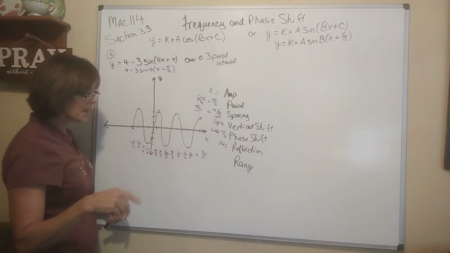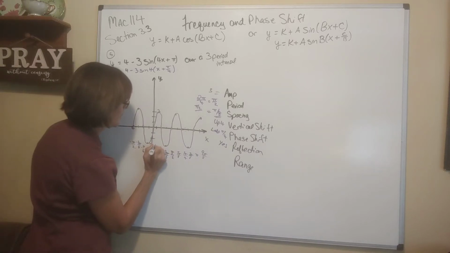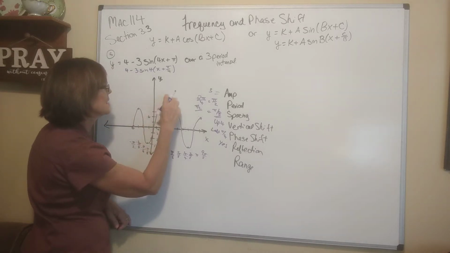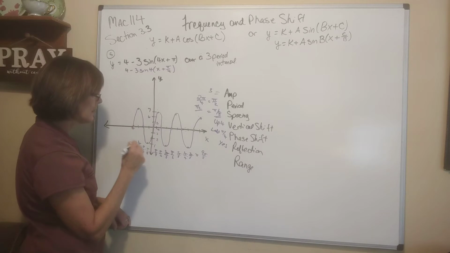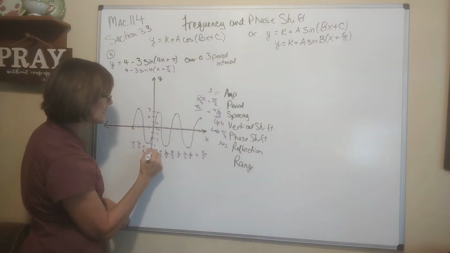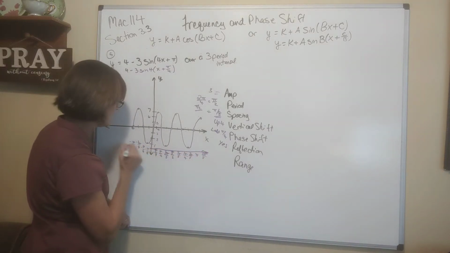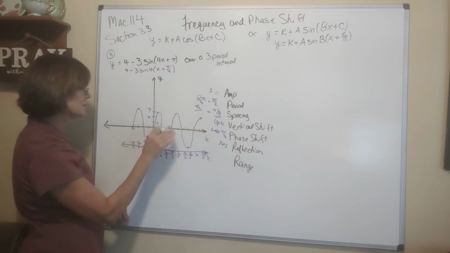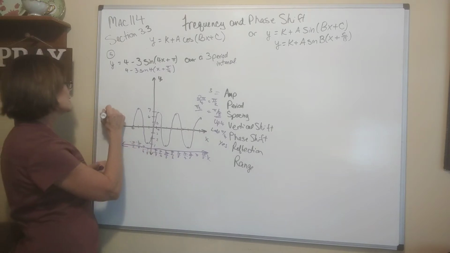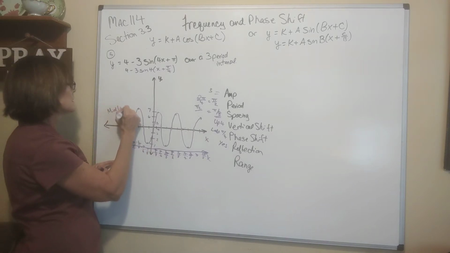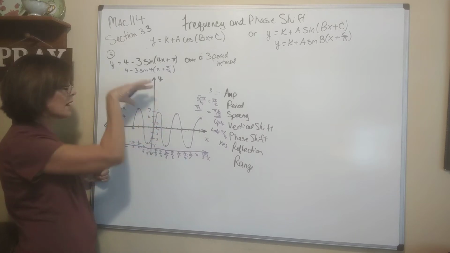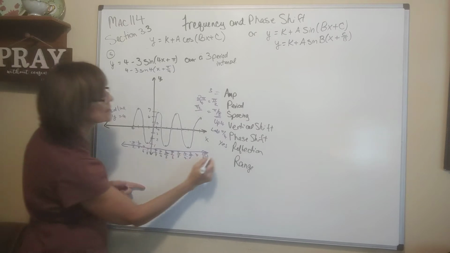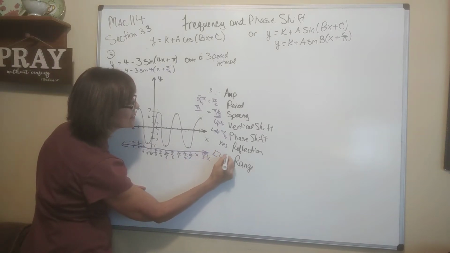Plus 4 becomes the number 1. This is 2, this is 3, this is 4, this is 5, this is 6, and this is 7. All right. Where is my new x-axis? It is here, down here. This is my new x-axis. What is my midline? My midline is y equals 4. That's how it's toggling up and down 3 from each of these. What is my range? My range is from 1 to 7.